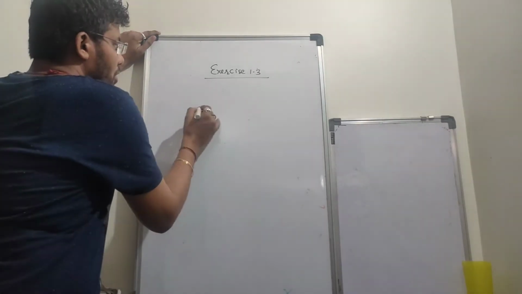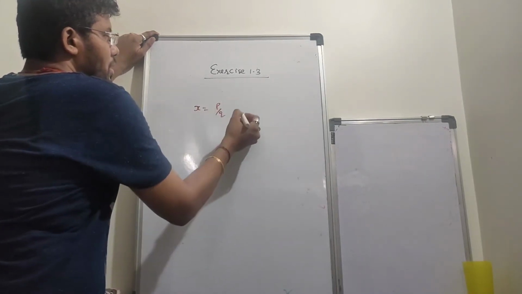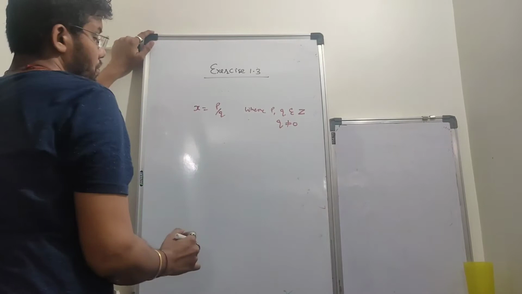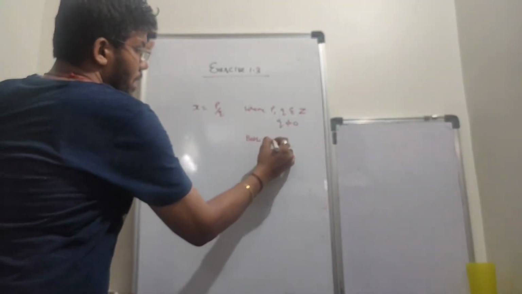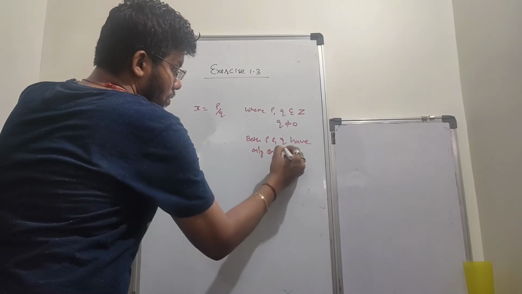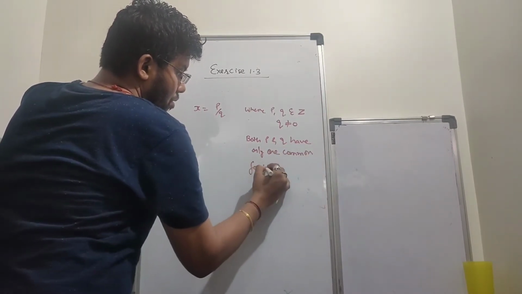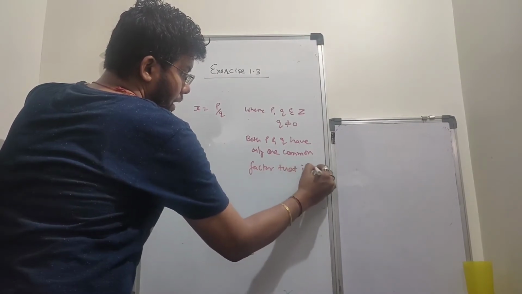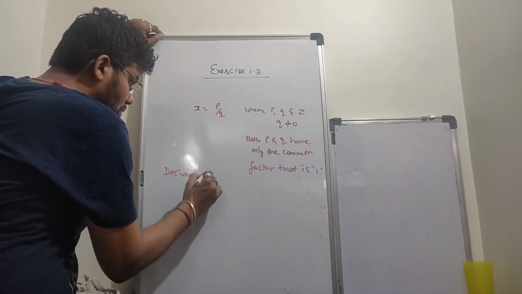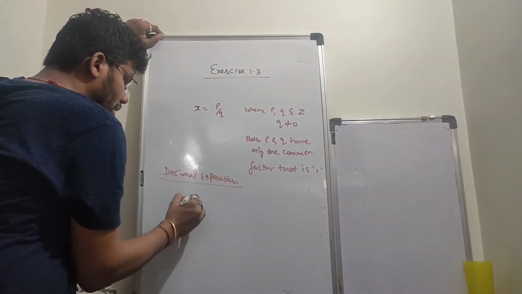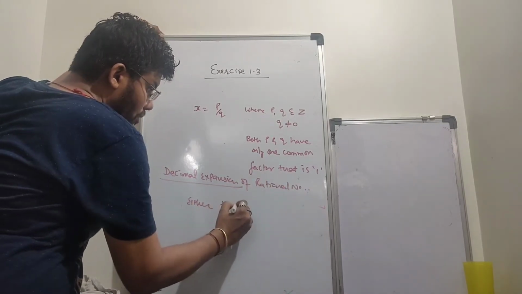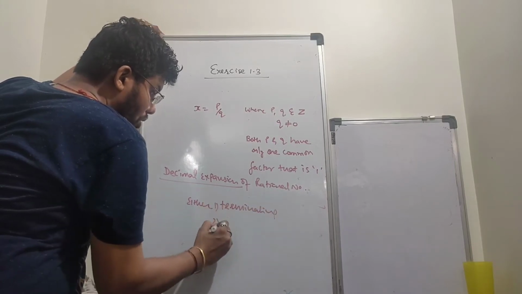What is a rational number? Any number which can be expressed in the form of p by q, where p and q both belong to integers, q never equals 0, and both p and q have only one common factor, that is 1. एक ही कॉमन फैक्टर होगा और वो कॉमन फैक्टर क्या होना चाहिए? 1 होना चाहिए. ठीक है. When we perform their decimal expansion, their decimal expansion is either terminating or non-terminating recurring.